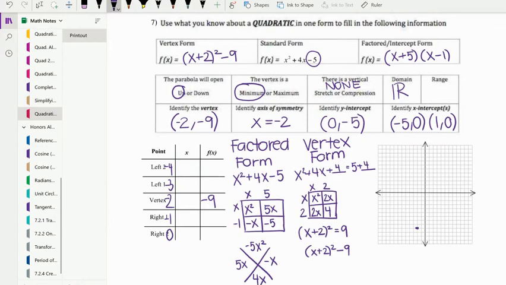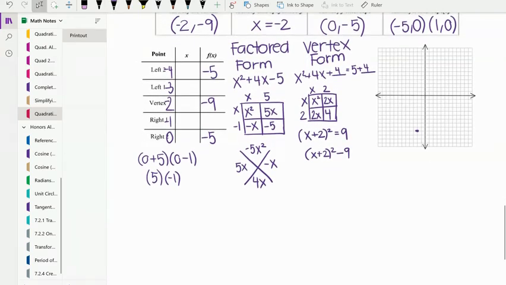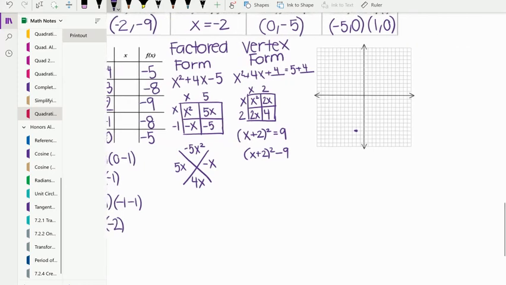So if I plug in 0, I get 0 plus 5 and 0 minus 1. So I get 5 times negative 1, which is negative 5. All right, and then that means that this also has to be negative 5. And then if I plug in negative 1, I get negative 1 plus 5 and negative 1 minus 1. So I get 4 times negative 2, which is negative 8, which means this is negative 8. So we'll go ahead and plot those. So we have negative 8, and then we have negative 5, and negative 5.